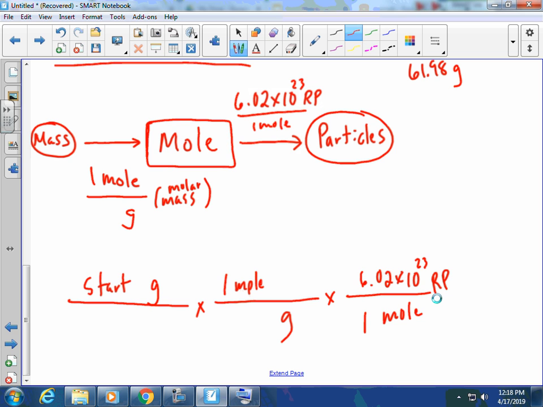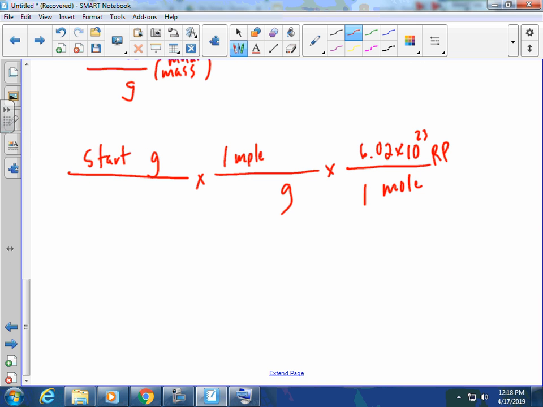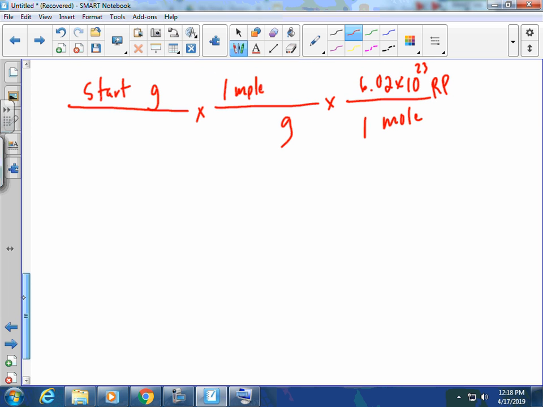But the real idea is that we can take a mass and we can get to moles and moles to particles. So the worksheet you just received is titled Moles, Mass, and Particles Worksheet.